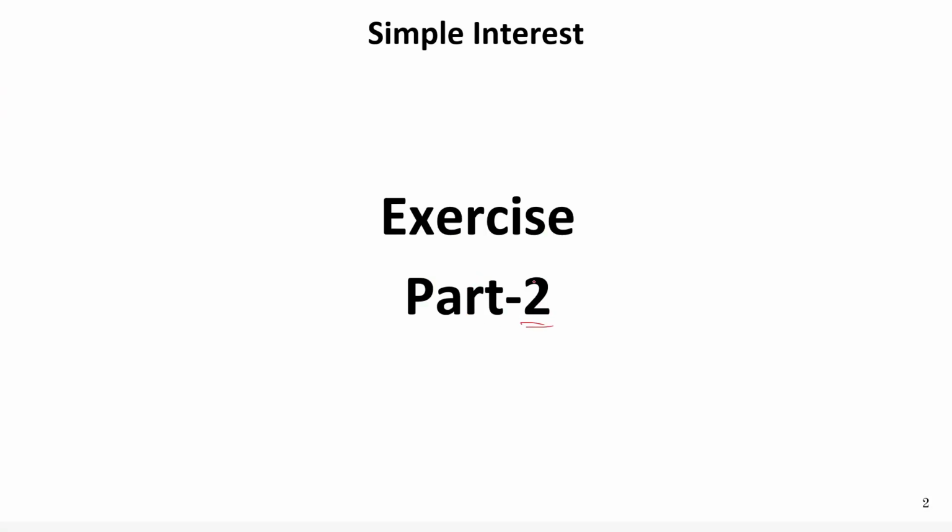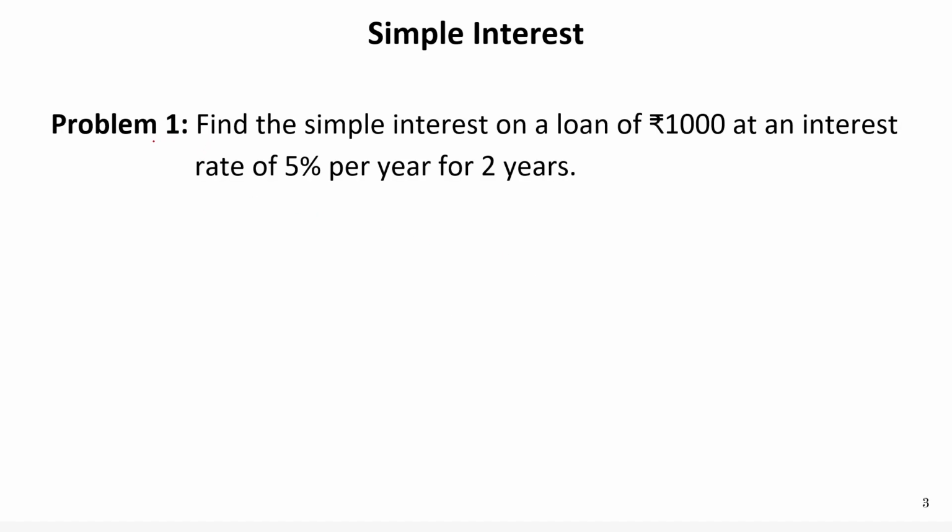So this is the second lecture and we will be doing some exercise problems. Let's see problem number 1. Find the simple interest on a loan of 1000. So the principal amount is 1000, at an interest rate of 5% per year for 2 years. So the given time period is equal to 2 years and the interest rate is 5%.